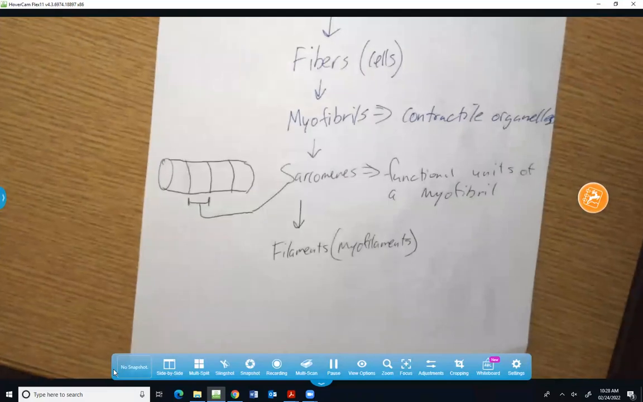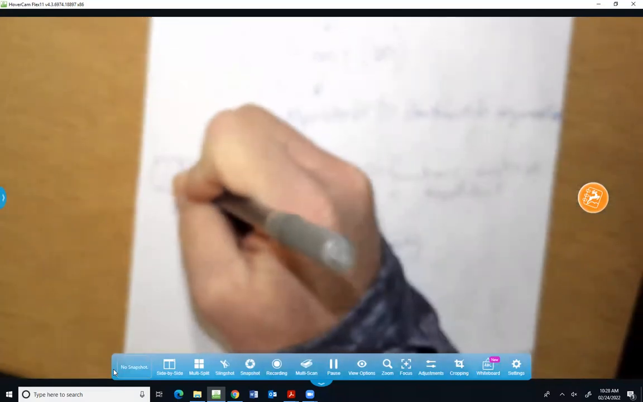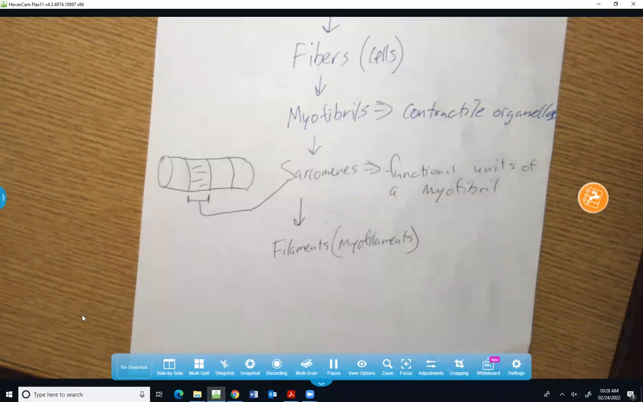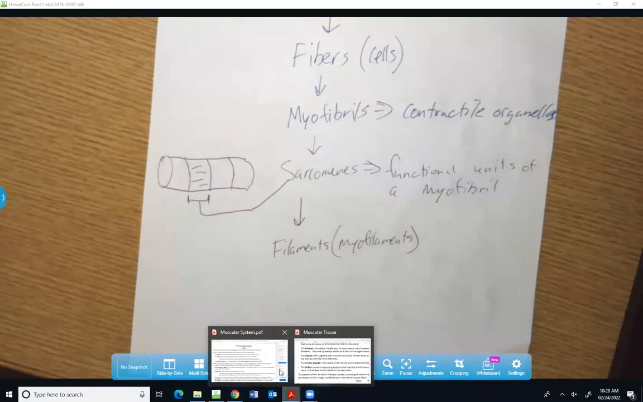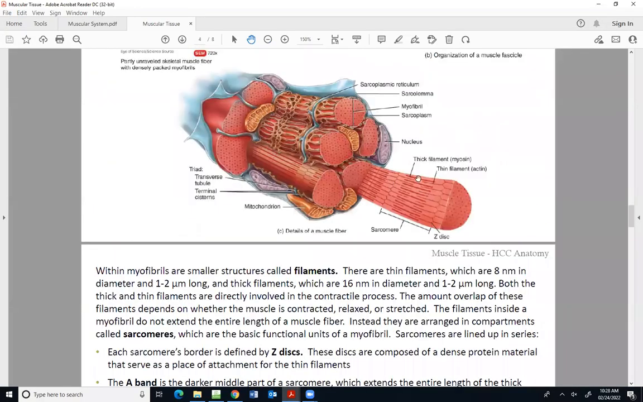Inside of the sarcomeres will be these filaments that we'll talk about. I drew them like that because that's what it looks like if I go back to the lecture. If I go back here, you can see the little lines. The thick and thin filaments are labeled. Those are the two major filaments that are found inside the sarcomeres. Here is one sarcomere illustrated.